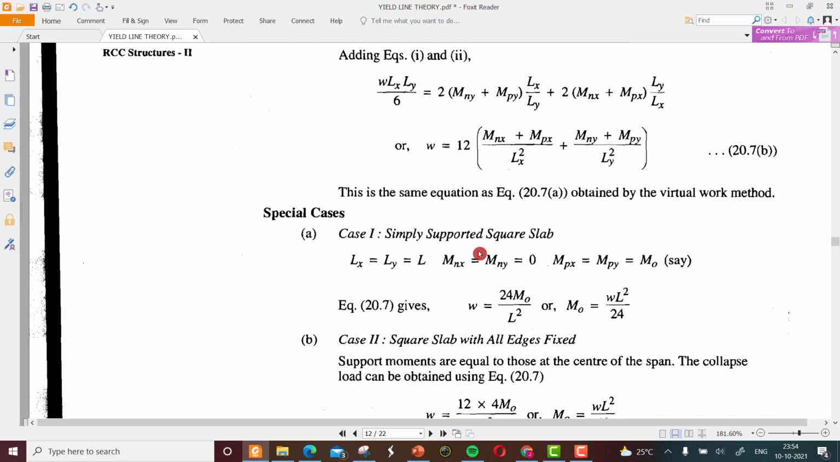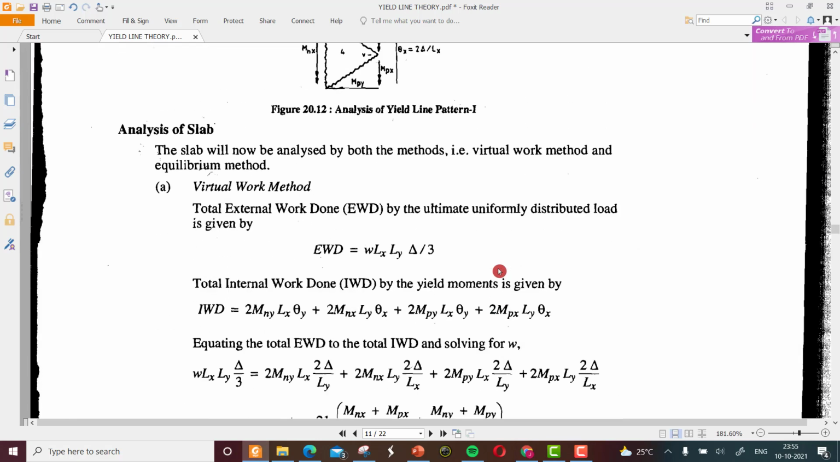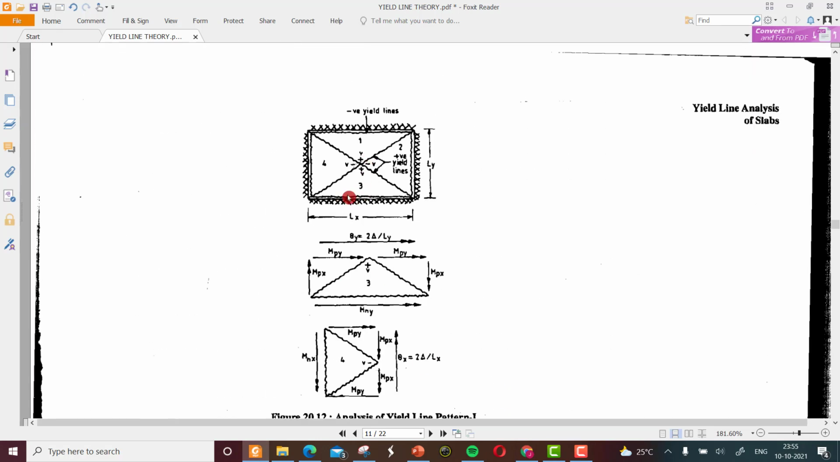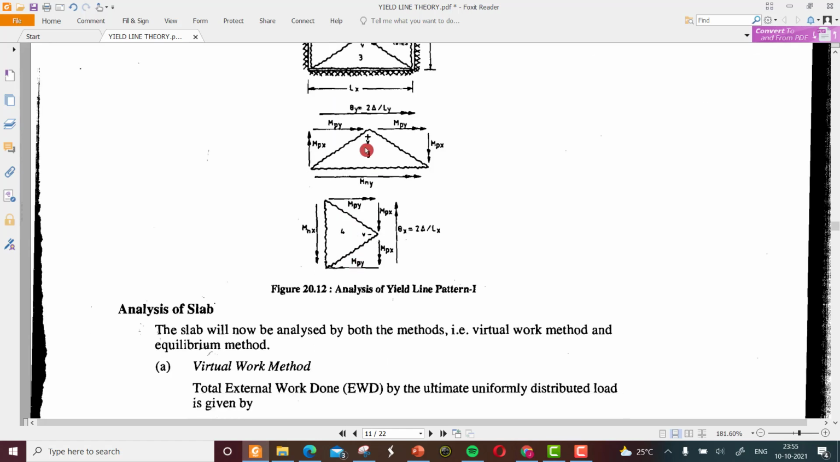And there are some special conditions of a simply supported slab. A simply supported square slab means Lx and Ly will be equal to L, and there won't be any Mn as it's simply supported. There won't be any fixed moments or hogging moments at the end, which are denoted by Mny and Mnx.